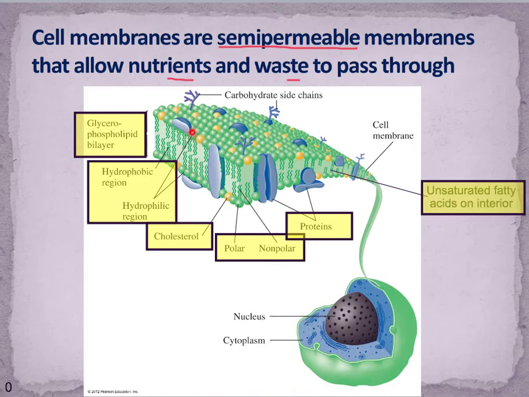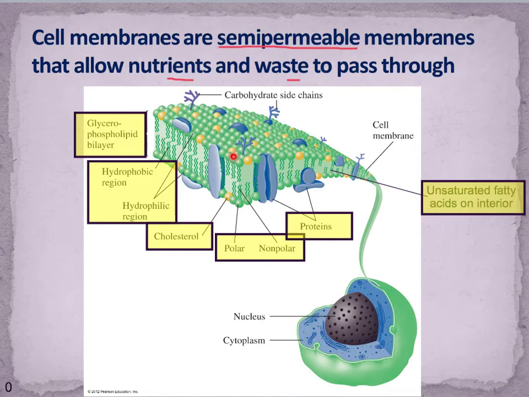Here we see our polar regions on the outside and inside of the cell. In the middle, we see our nonpolar regions, those fatty acid tails on the phospholipid. So we have our hydrophilic region and our hydrophobic region. We also see some molecules embedded in the surface. These are cholesterol molecules, so we do need cholesterol in our diet. We never want to go to a situation where we have no cholesterol. It's used in cell membranes, and it's also used as a building block for other things as well.